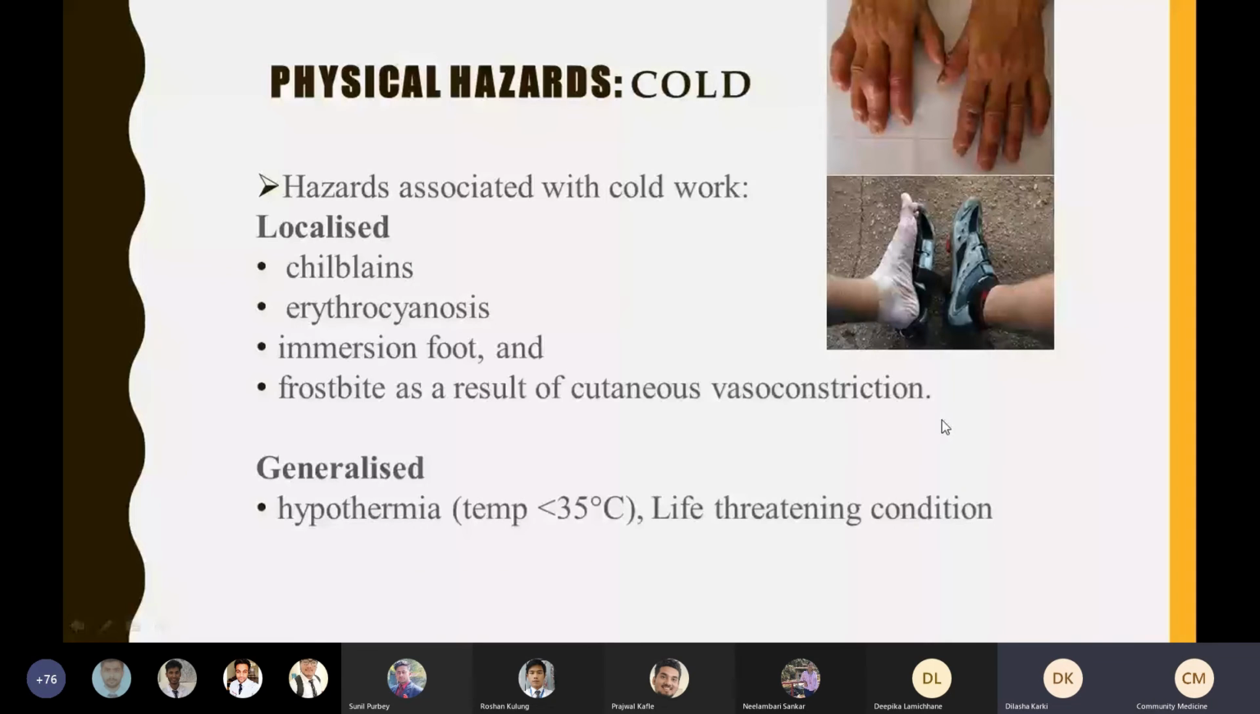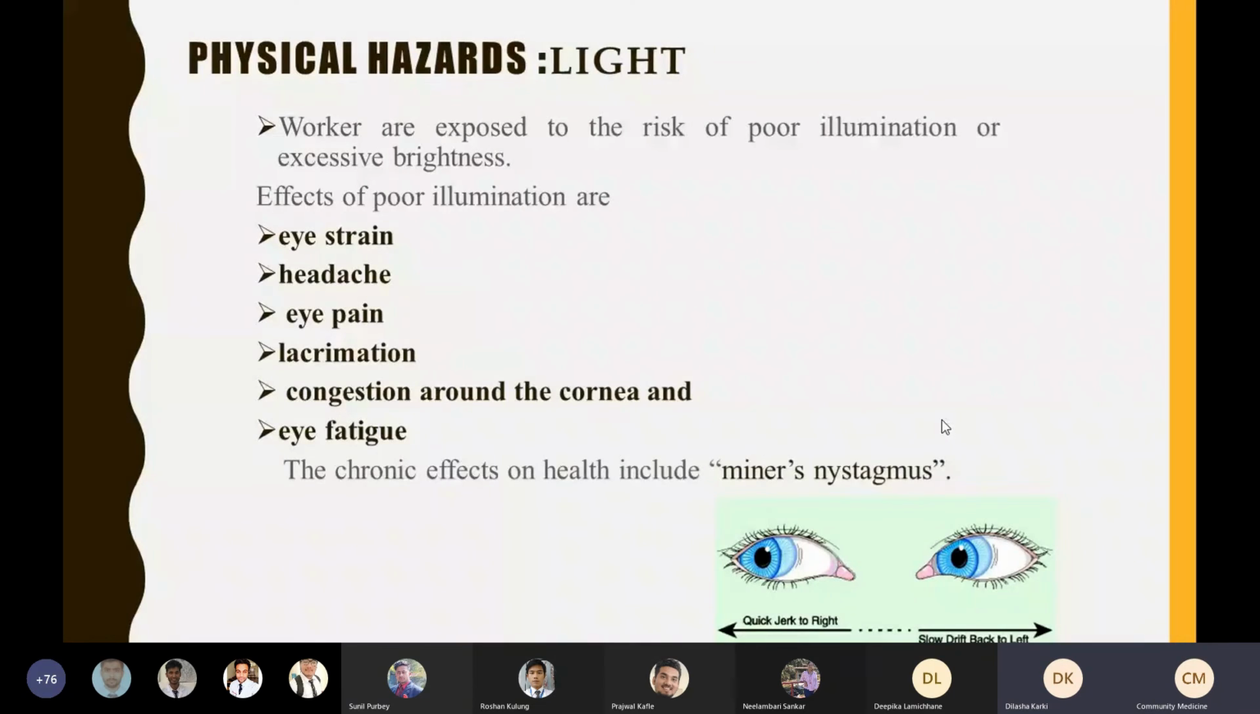So now next is the light. Some of the workers need to work in the high light region. In such type of job, workers are exposed to the risk of poor illumination or excessive brightness, and the main problem is related with the eye only. So there is eye strain, they feel some type of pressure, difficulty to open the eye, or some type of heaviness in the eye. So that is the eye strain, headache, eye pain.